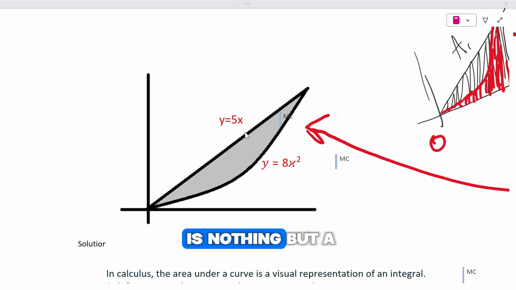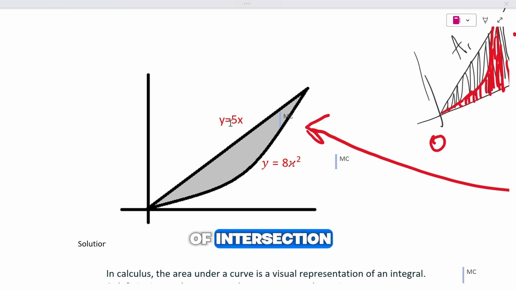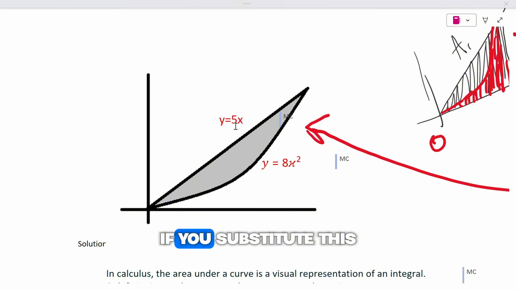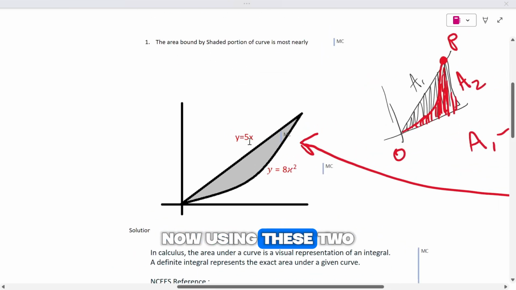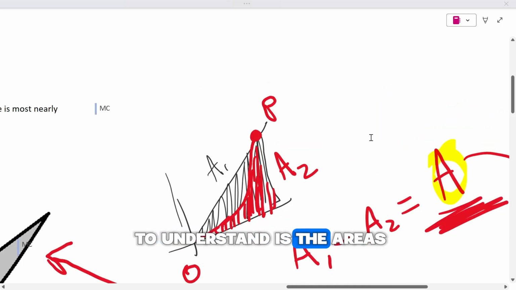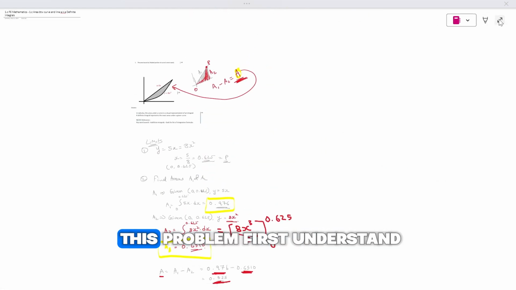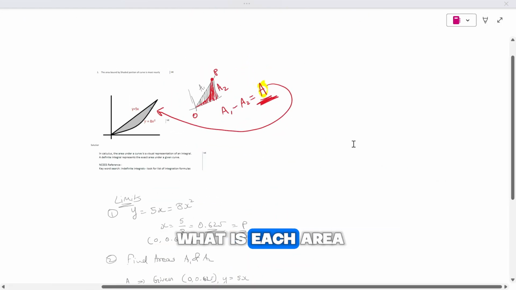So a straight line is nothing but a curve. A curve is nothing but a series of straight lines. So whenever you are given two equations like this, the first thing that we try to do is understand the points of intersection. So y is equal to 5x, if you substitute this in here, then you'll be able to get one of the points. Now using these two equations, once you find the common points of intersection, what you need to understand is the areas.